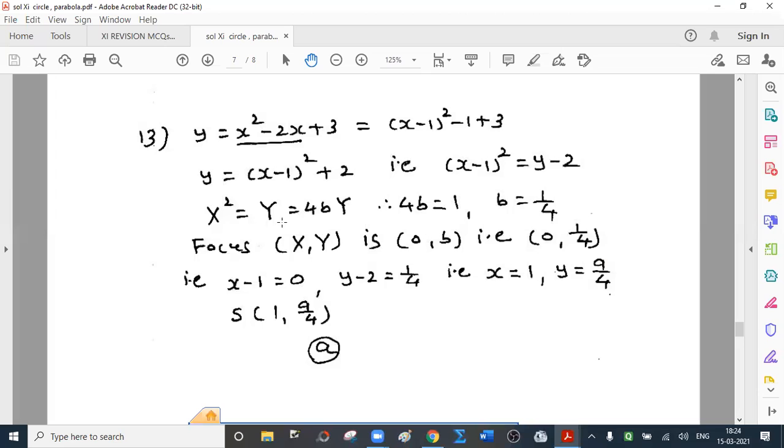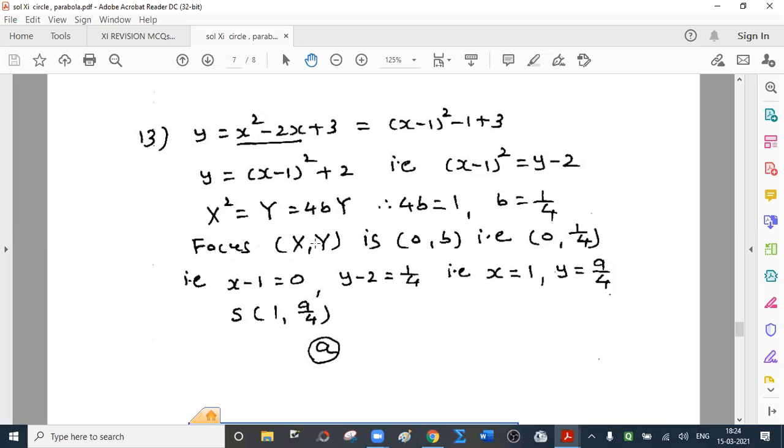That is capital X square equal to capital Y. What is capital X? Small x minus 1. What is capital Y? y minus 2. Compare this with x square equal to 4by. So 4b is 1. So what is b? 1 by 4.